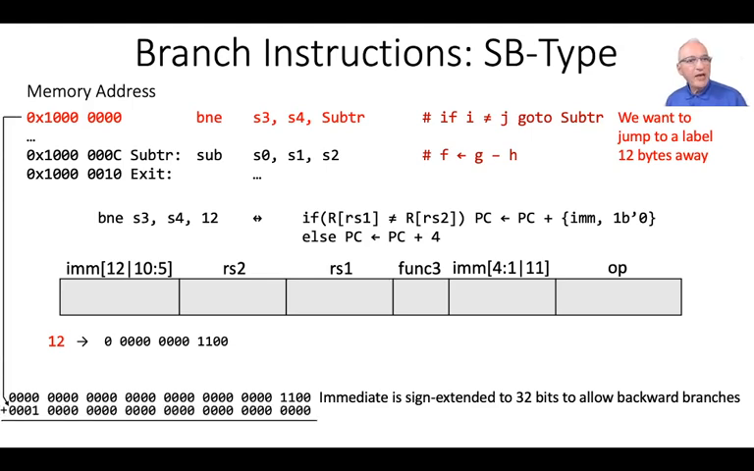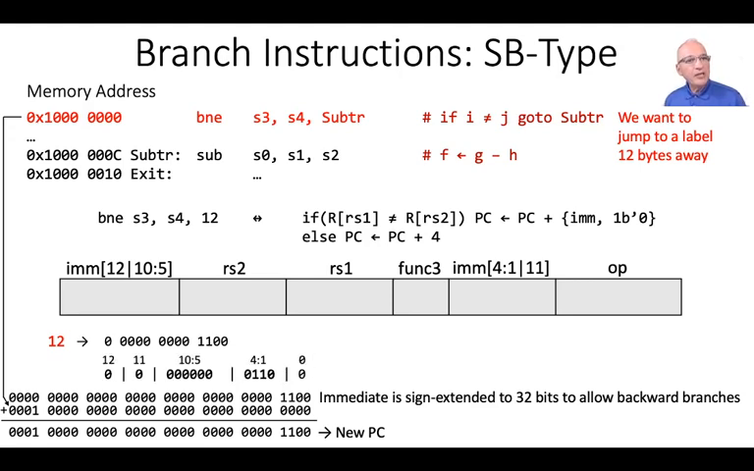So if I add the current value, that is the address, sorry, of the branch not equal instruction, it is at the address 1000,000. I add that displacement. I obtain the new value of the program counter, that is the 1000,000C.